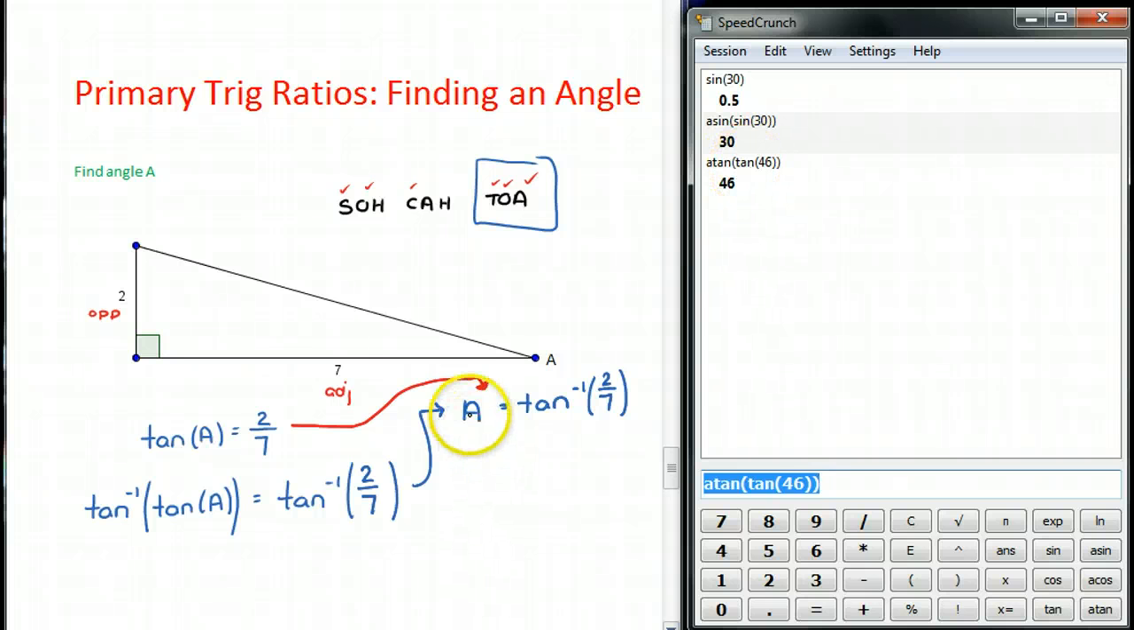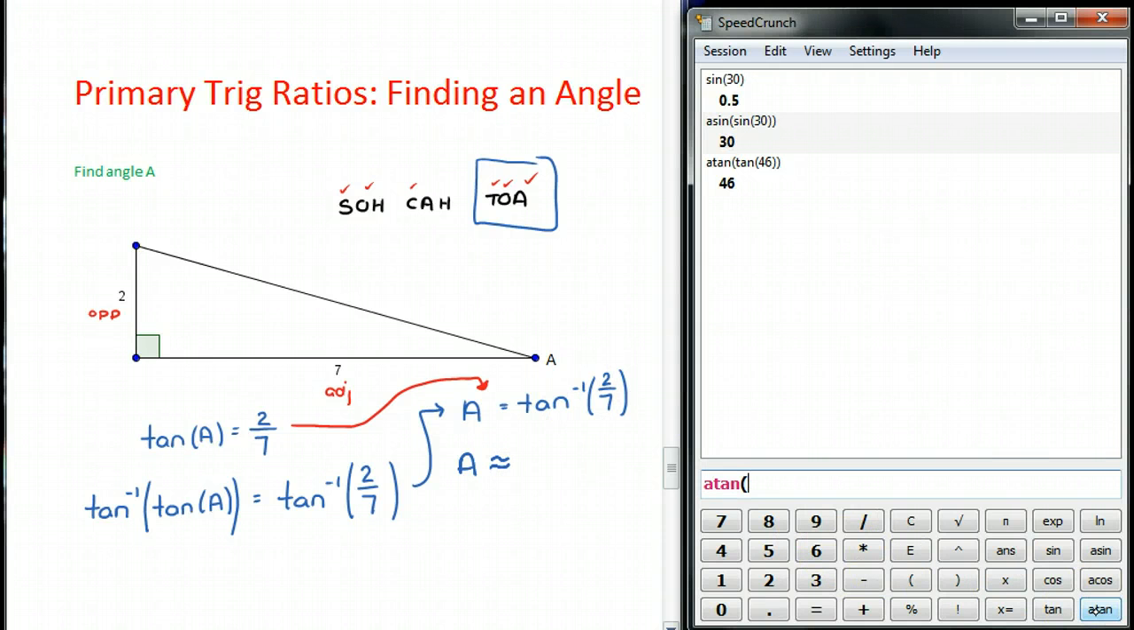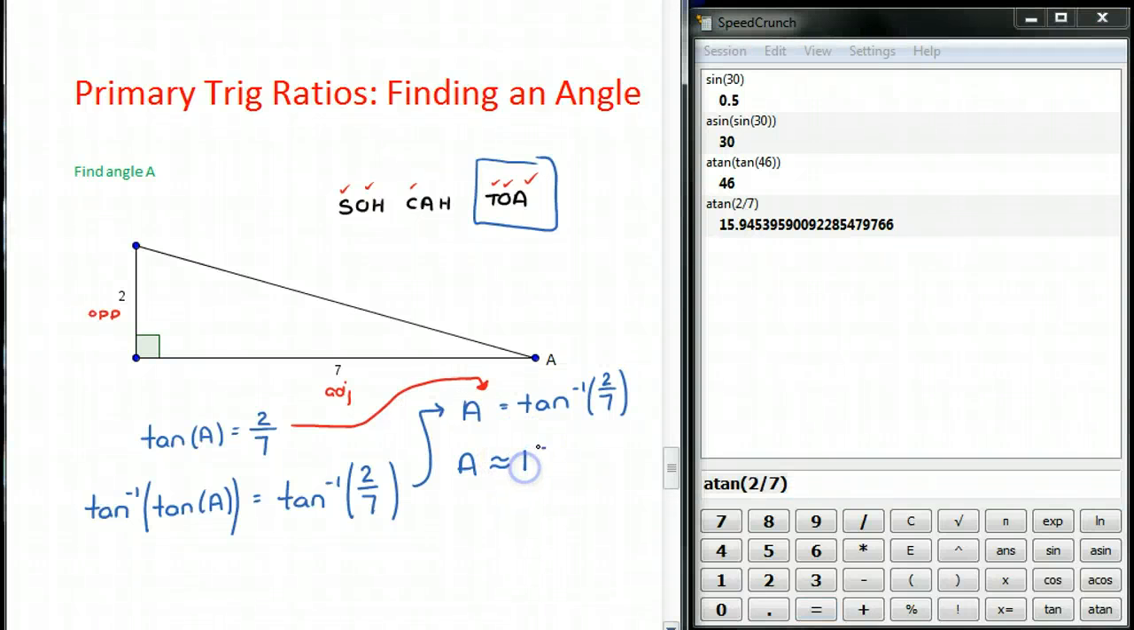So now all I have to do is type this in my calculator. So let's change our colors here, keep things looking nice. A is approximately equal to, and so I'm going to take tan inverse of 2 divided by 7. Please make sure you type in the fraction right in your calculator. Don't write out the decimal there. And I get it's approximately equal to 15.945 degrees. And we're done.